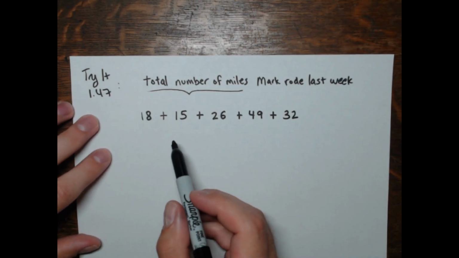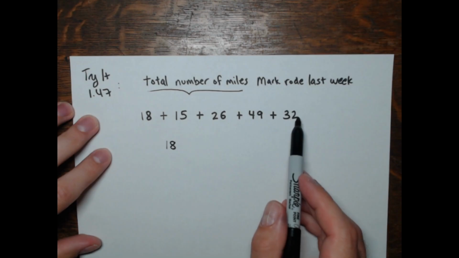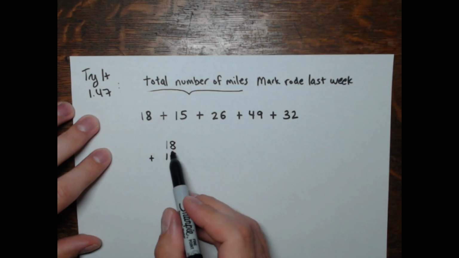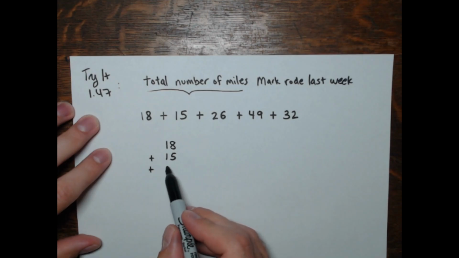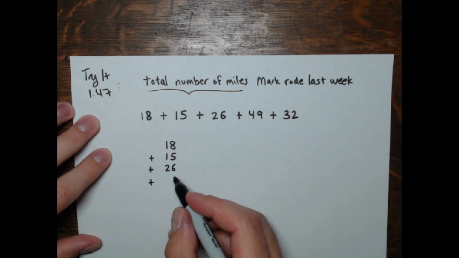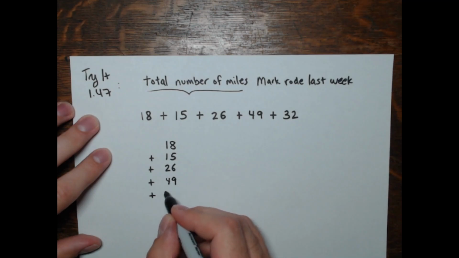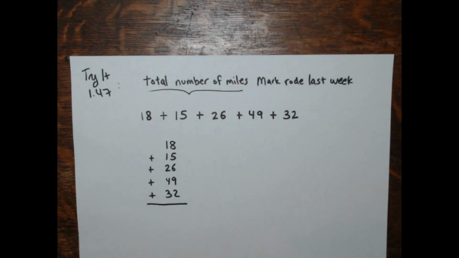All right, now you can stack them up again, or you can leave them like this or stack them up. I'll do the stacking where we line up digits in the correct place values. So 18 plus 15 plus 26 plus 49 plus 32. All right, and I'll just do it all at once. Again, you can do it 2 at a time. I'll just do it all at once.